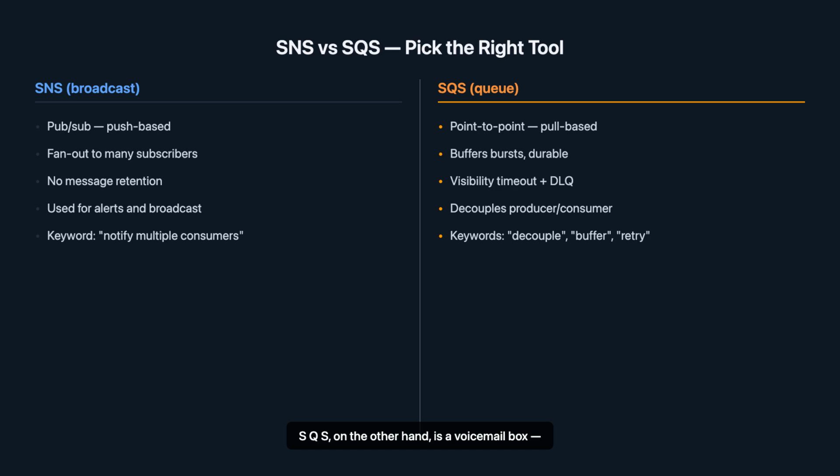SQS, on the other hand, is a voicemail box. Messages wait patiently until you check them, and if you crash mid-listen, you can replay. It's pull-based, buffers bursts, durable with visibility timeout and dead letter queues. The exam keywords are decouple, buffer, and retry on failure.